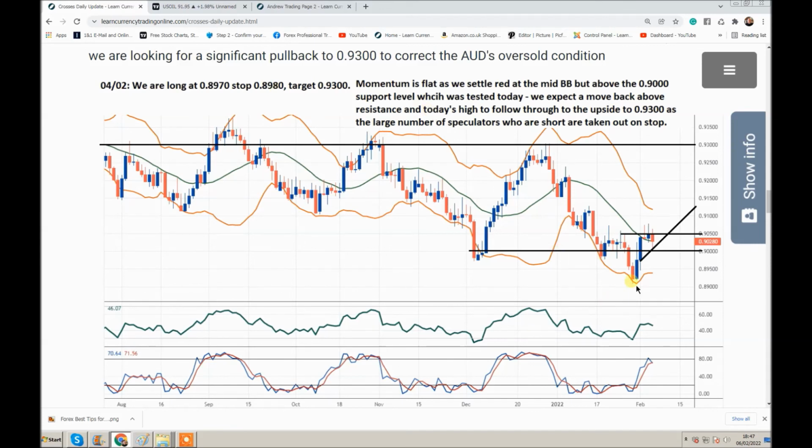Now, if I was coming into this fresh, 90 is support at this moment in time. If we break clear of this high, I think you could go long for a move up to 93 as the specs get taken out on stop. So decent reward against the risk.